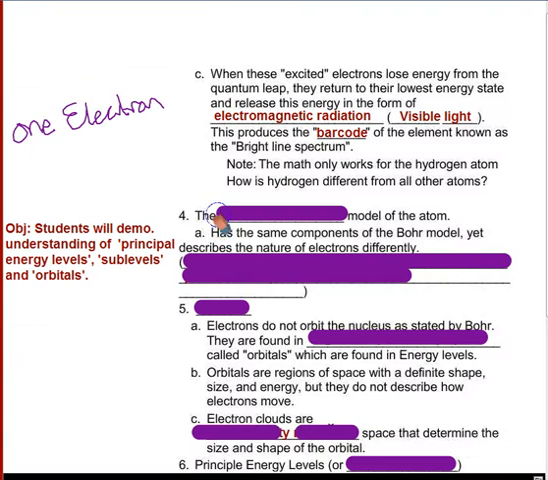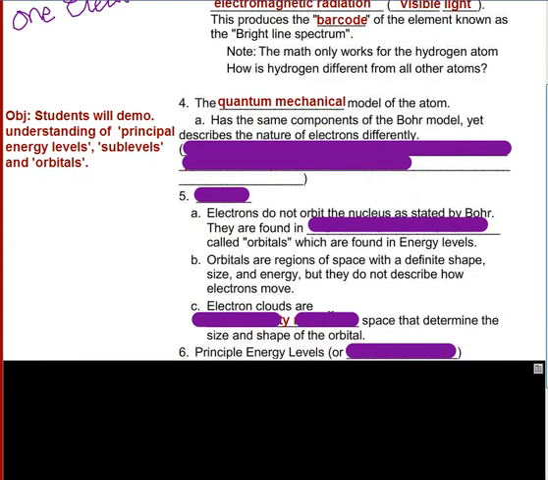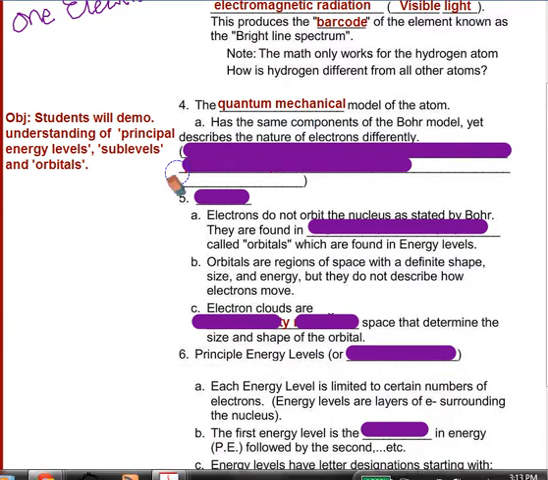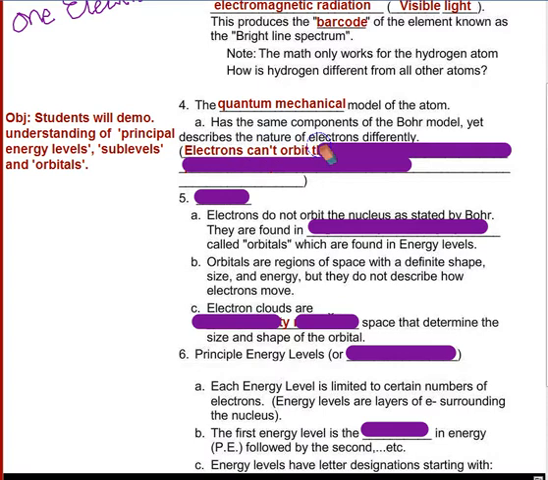So, the objective for this next section of lecture is I want you guys to demonstrate an understanding of principal energy levels, sublevels, and orbitals. Okay, so this brings us to the quantum mechanical model of the atom. It has the same components as the Bohr model. However, it describes the nature of electrons differently.